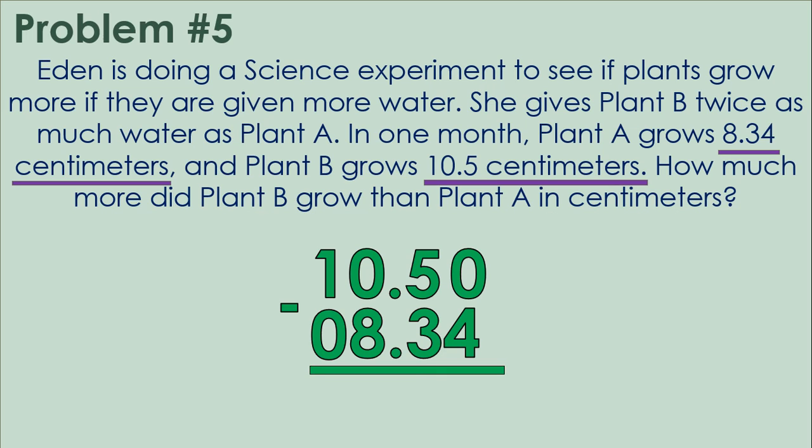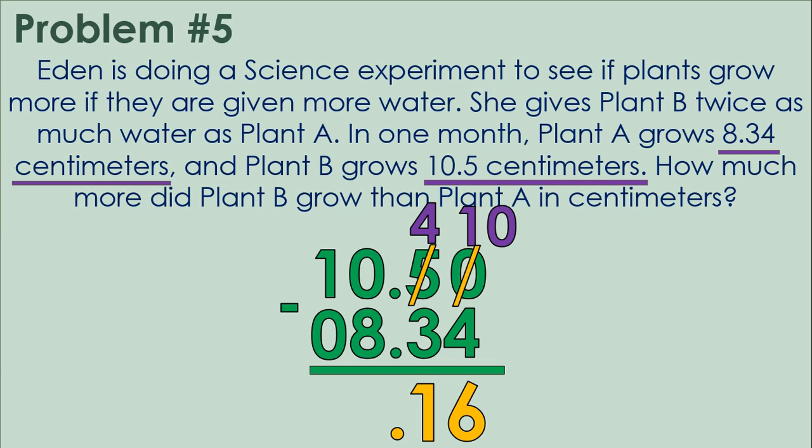Now we can start subtracting with the smallest place value, which is the hundredths place. 0 hundredths minus 4 hundredths we can't do as is, so we need to regroup from the tenths place. We're going to borrow 1/10 or regroup 1/10, so now we have 4 tenths left, and 1/10 is the same as 10 hundredths. So we now have 10 hundredths minus 4 hundredths, which is 6 hundredths. 4 tenths minus 3 tenths is 1/10. Don't forget the decimal point.